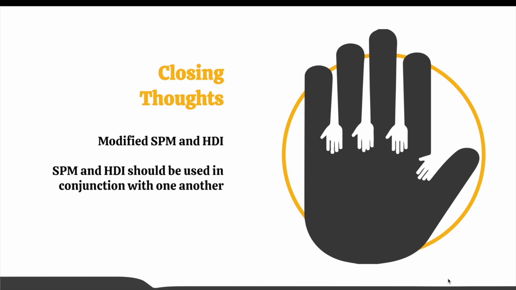So, concluding everything we have said, we believe that the best way to measure poverty would be with a modified SPM. And this modified SPM would add things such as better regional cost variation, and more regularly updated thresholds. And we also believe the HDI should be included in measuring poverty, as it is able to capture things such as education and skills that the SPM cannot. So in conclusion, the SPM and HDI should be used in conjunction with one another to measure poverty.